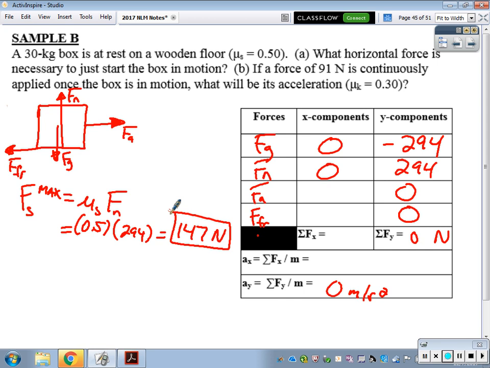Now, but here's the thing. Let's say we do get it into motion. We just apply some sort of force that's greater than that. So we get it up and going. And if it's not going to move at a constant speed, if we apply a force of 91 newtons, we want to figure out what its acceleration is going to be. In order to do that, we have to get our kinetic frictional force, mu k times Fn. Notice how the coefficient of kinetic friction is going to be less than the static coefficient of friction. It will always be the case.